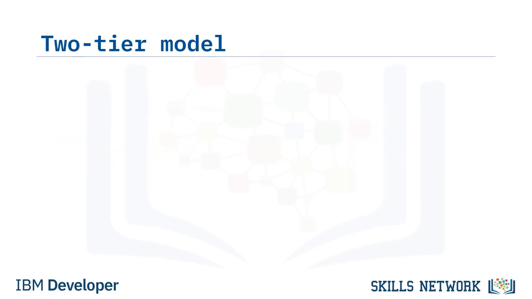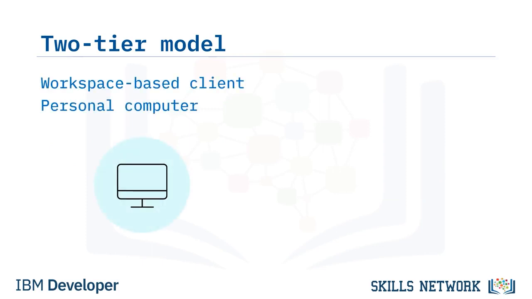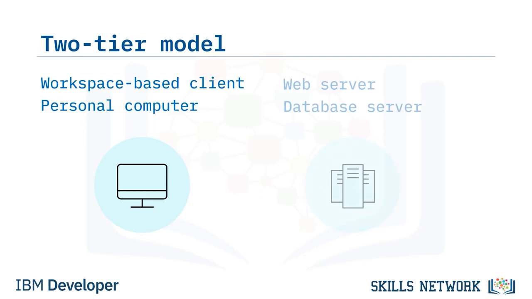The 2-tier architecture model consists of 2 sides: a workspace-based client, like your personal computer, and a web server or a database server. It's a 2-tier model because the application is kept in 2 places: the hardware of the user and the hardware of the server.